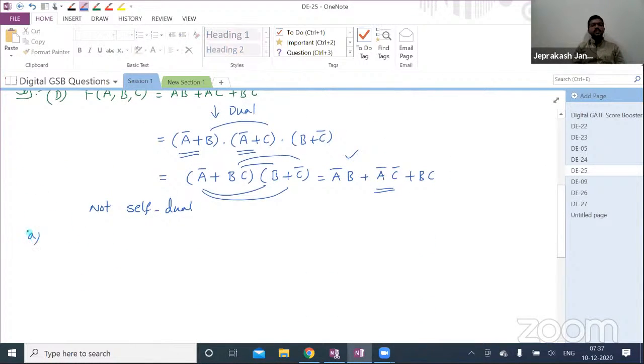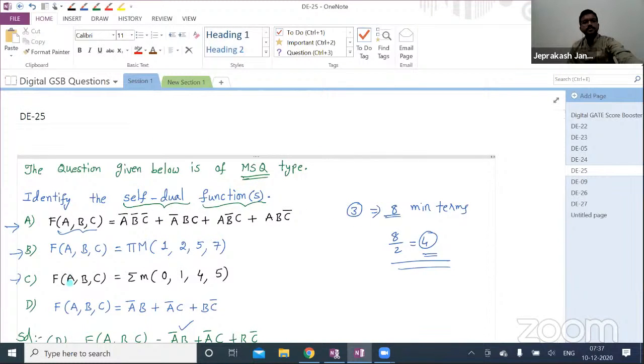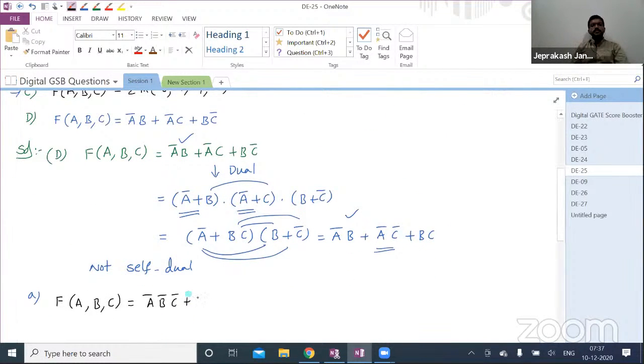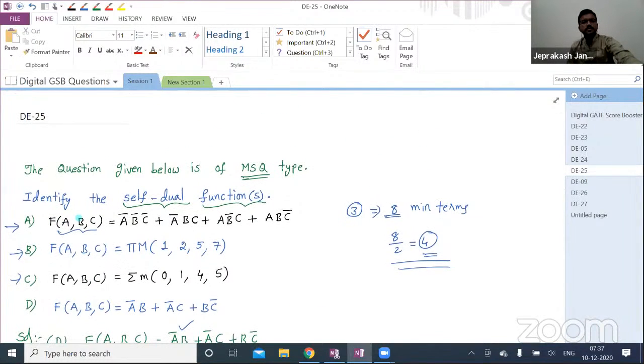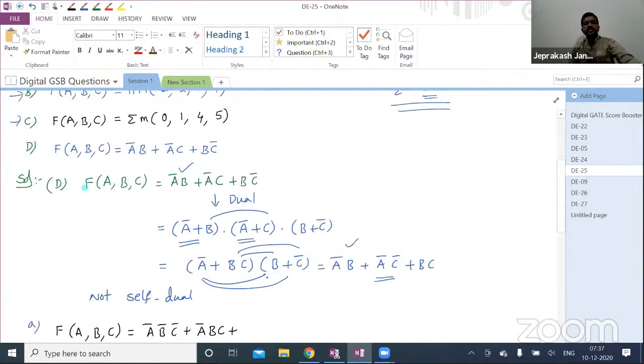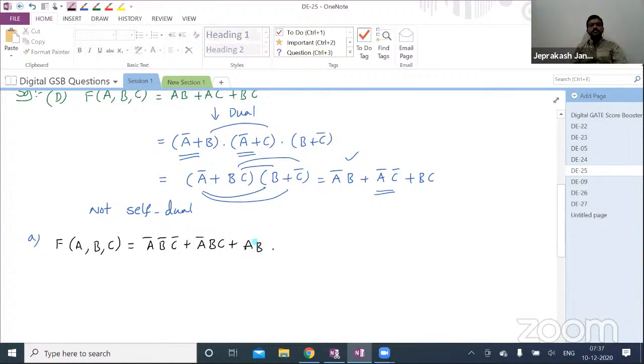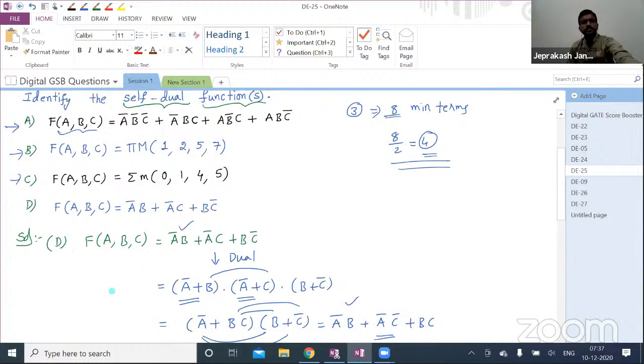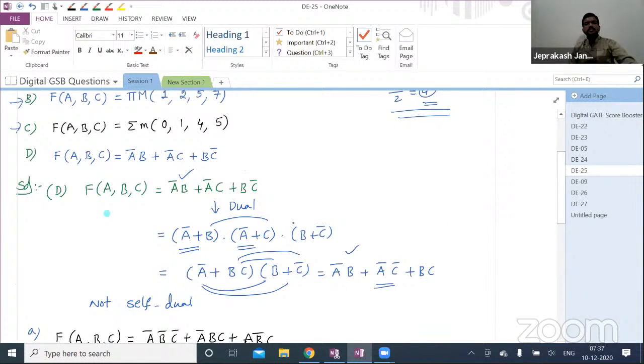I'm verifying option A. f of ABC equal to a bar b bar c bar plus a bar bc plus AB bar C and ABC bar.